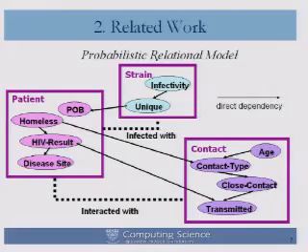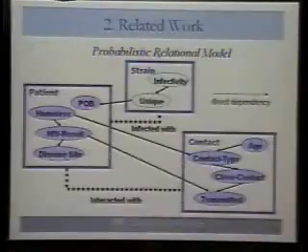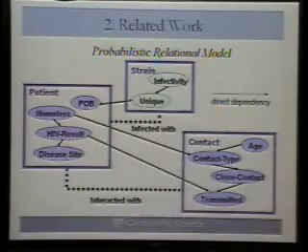Now, this slide presents a simple example of a probabilistic relational model from a medical domain. So we have three tables here, one table for patients, another one for strains of infectious bacteria or viruses, as well as the third table for contact persons.